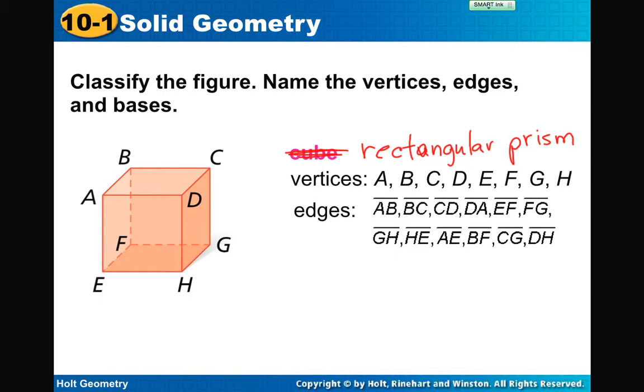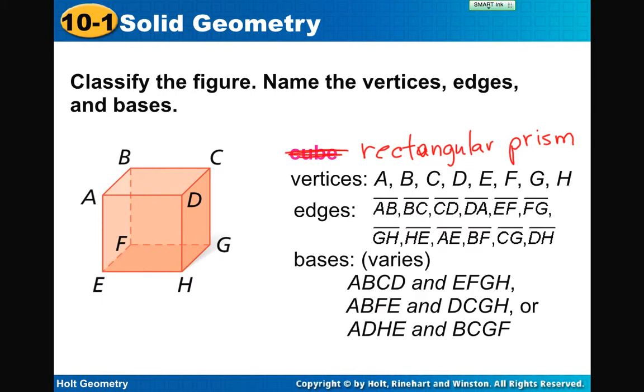Okay, so you could name A, B, C, D, and E, F, G, H as bases. On a rectangular prism, you really could name A, B, F, E, and D, C, G, H. Those could be the bases. They're parallel and congruent, and when you connect the corners, you make the parallelogram faces. Or you could name the front, A, D, H, E with B, C, G, F. So you almost can't go wrong on naming the bases, but you'd have to pair it up correctly. Give me one pair of bases.